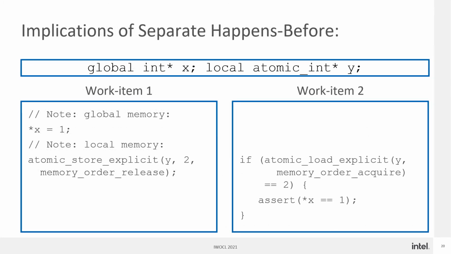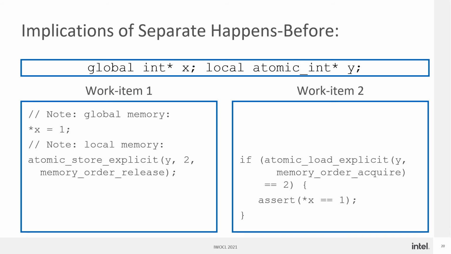Here's an implication of a separate happens before. Note that in work item number 1, which is our producer kernel, we have a store to global memory. So this is storing the value of 1 to global memory. And the store of the atomic flag is in local memory. So we're storing the value of 2 to the flag in local memory.